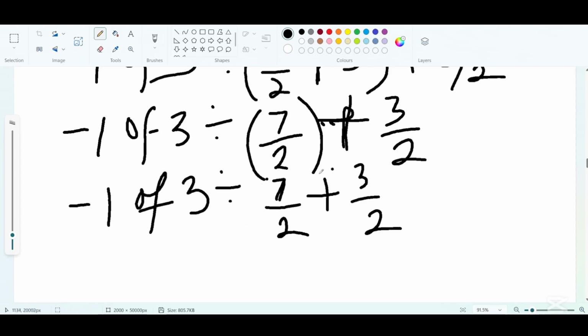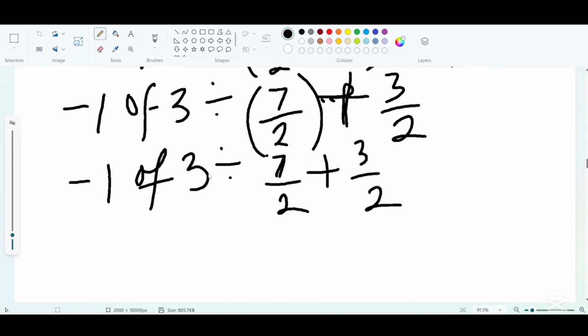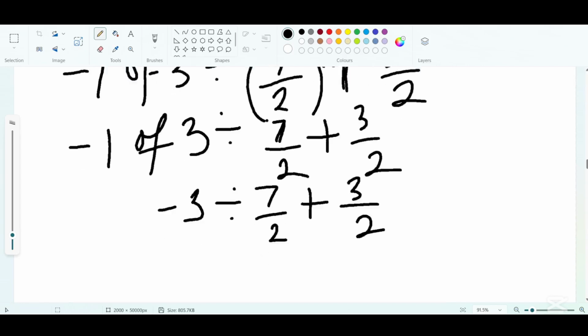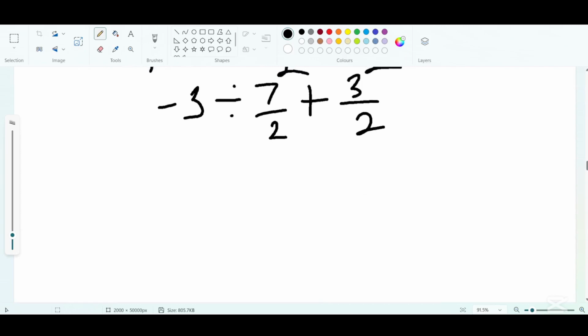Since we have broken the bracket, the next thing we want to deal with is "of", following the BODMAS rule. So it's going to be minus 1 of 3. So that's going to be minus 3. And when we are done with that, the next thing we do is what? Division. And division here is to be converted to multiplication.